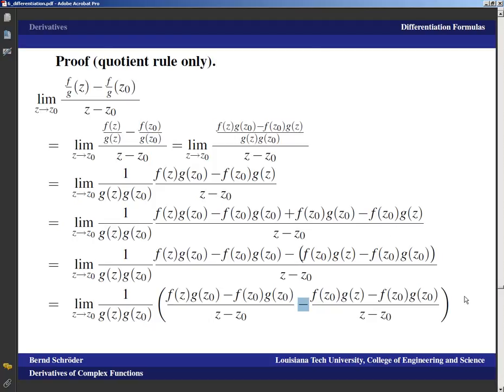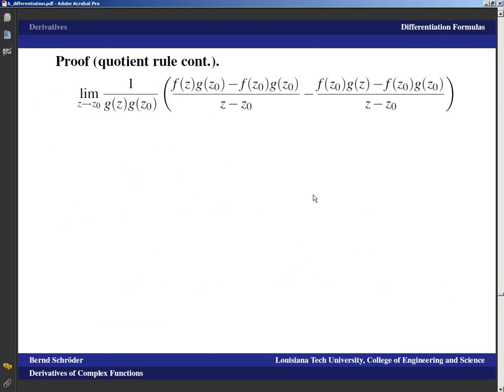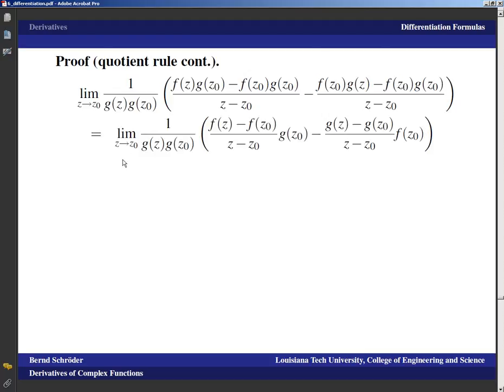Okay, now we're out of paper. Don't worry about that. This is the same thing as what we had in the last line on the previous panel. And so now what can we do here? We can factor out g of z0 here, we can factor out f of z0 here, and that's what we're doing. So this is the limit as z goes to z0, 1 over g of z, g of z0 times (f of z minus f of z0) divided by (z minus z0), minus (g of z minus g of z0) divided by (z minus z0) times f of z0.